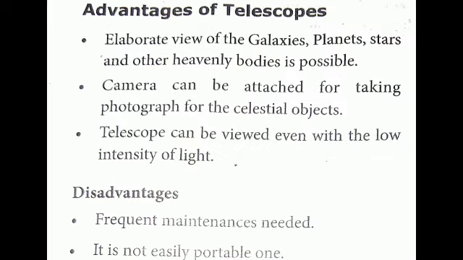Next, advantages of telescope. An elaborate view of the galaxies, planets, stars and other heavenly bodies is possible. A camera can be attached for taking photographs of celestial objects. Celestial object means heavenly object. A telescope can be used even with low intensity of light. Disadvantages: frequent maintenance is needed. It is not easily portable.